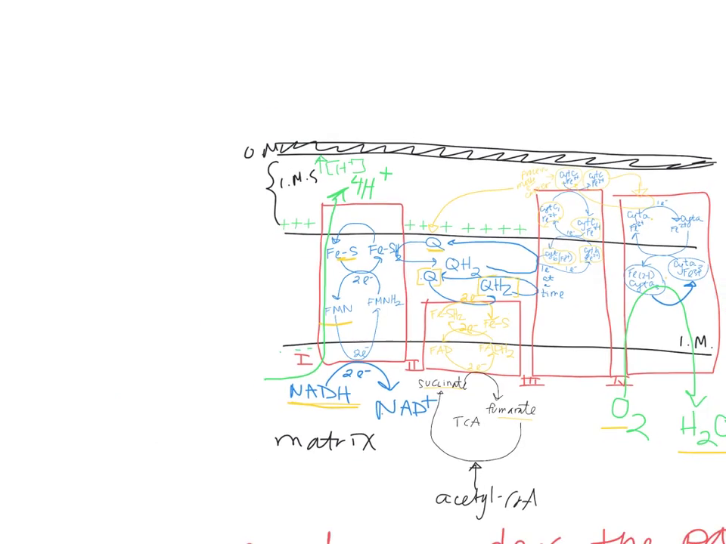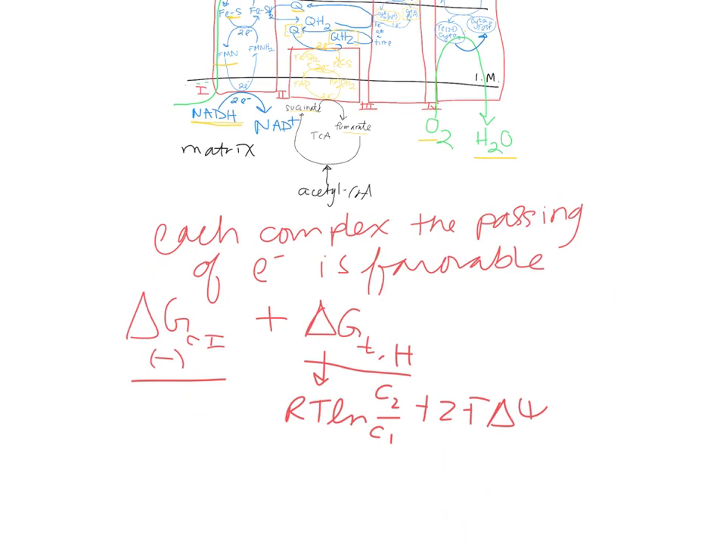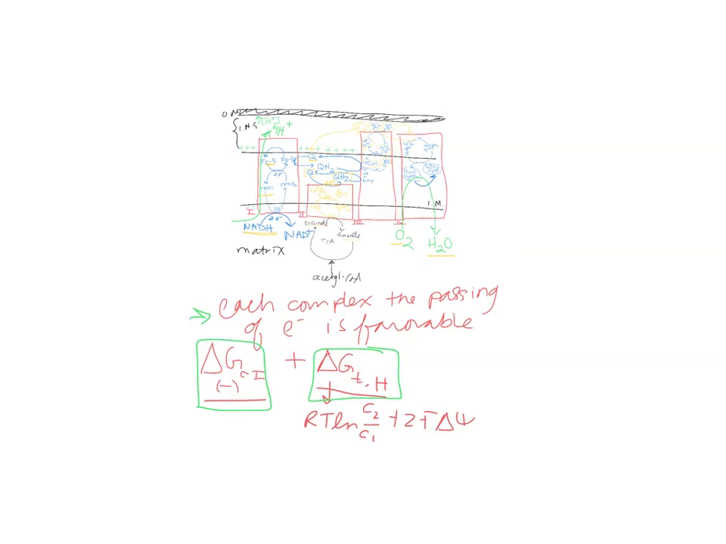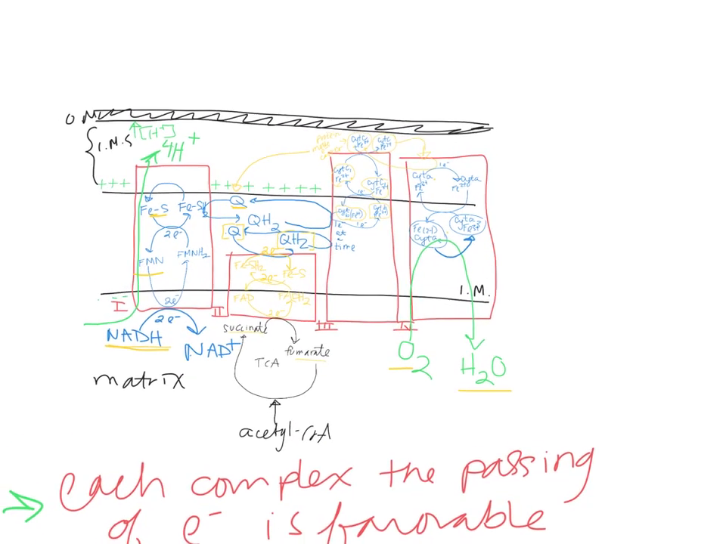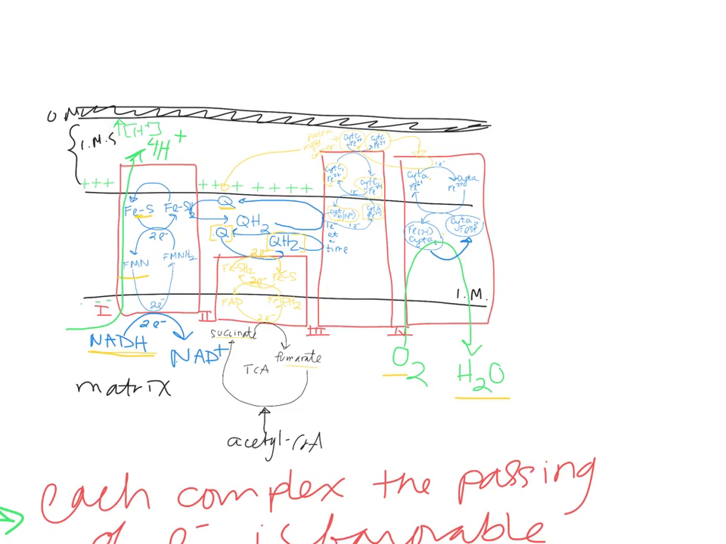All right, I'm just going to say that one more time. Each of the complexes is passing electrons in a favorable direction, which means that complex 1 is releasing energy when it passes electrons from NADH to Q. That energy is harnessed in order to pump protons, and those protons are moving against their electrochemical gradient, with the energy supplied by moving the electrons. So complex 1 will pump 4 protons.